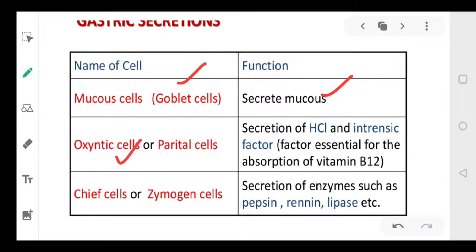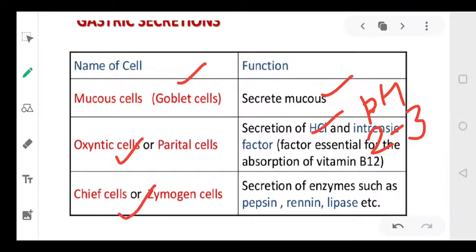The second cells, which are called oxyntic cells, produce HCl. Now HCl has a main function. It will bring the pH close to 2 to 3. This pH is very, very important. So this is the job of the HCl, that it will maintain an acidic environment in the stomach, that is, the approximate pH is 2 to 3.